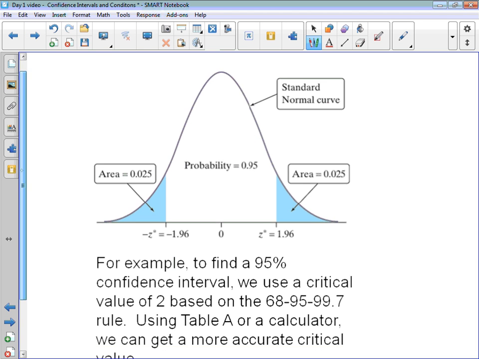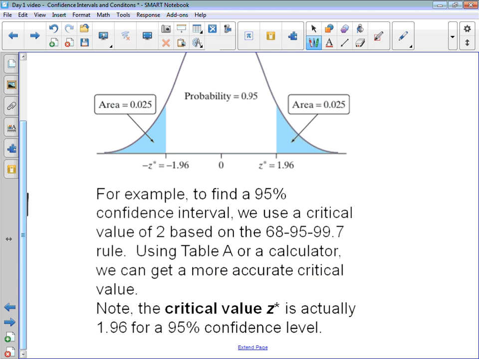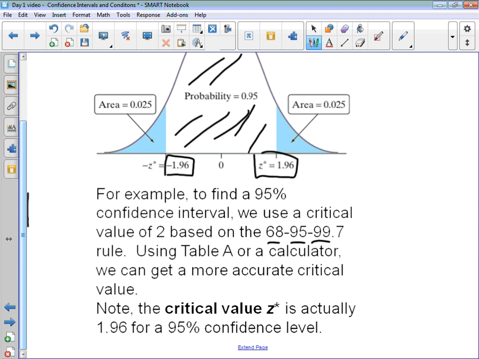And this is just showing that same idea. To find a 95% confidence interval, we use the critical value of negative 1.96 to 1.96, because when we do this 68, 95, 99.7, we're rounding a little bit. And so the critical value for 95 is actually not 2, but 1.96. And if we do that, then we have 95% of the area. And so that's how you find your Z star.